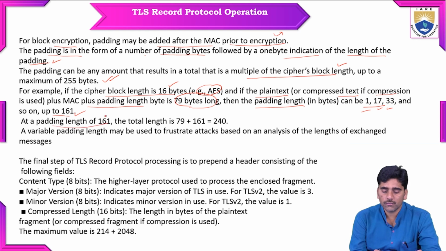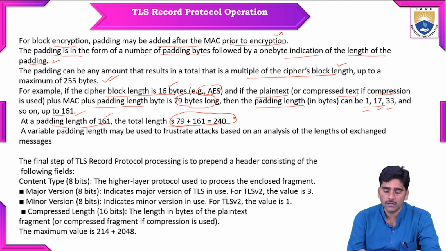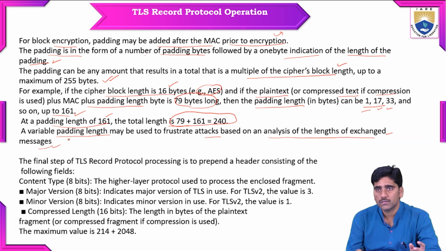So at a padding length of 161, the total length is 79 bytes plus 161 padding length, which equals 240. Here a variable padding length may be used to frustrate attacks based on analysis of the length of exchanged messages.